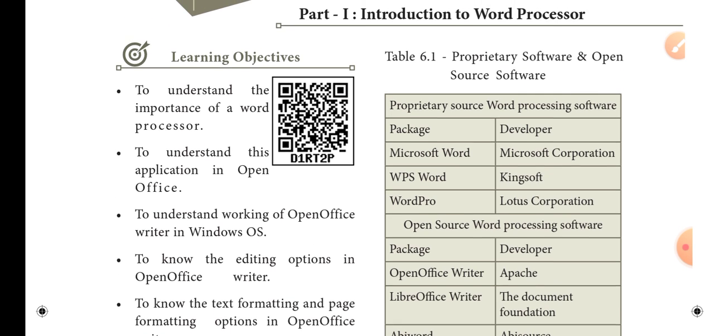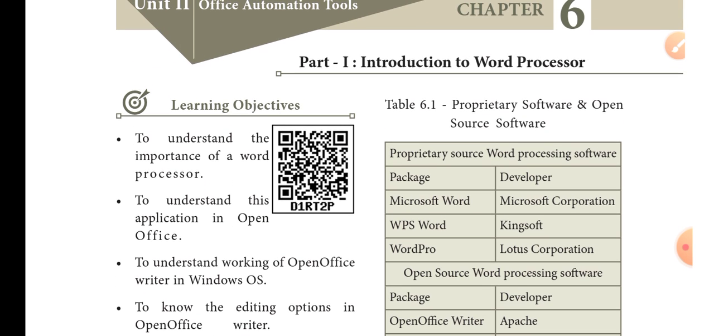Then we discussed proprietary software and open source software. Proprietary software means licensed software that can be used by the user by paying money. Open source software means we do not pay money for using that software. The developer gives the software to the user free of cost. That is the major difference between proprietary software and open source software.